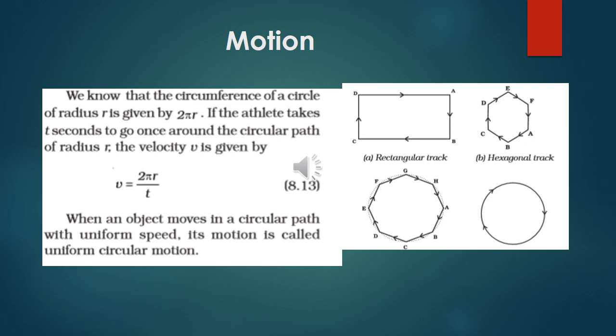So when an object moves in a circular path with uniform speed, its motion is called uniform circular motion. So what is the velocity of uniform circular motion? 2 pi r by t. Here the value of pi we know and r is the radius, whatever is given.